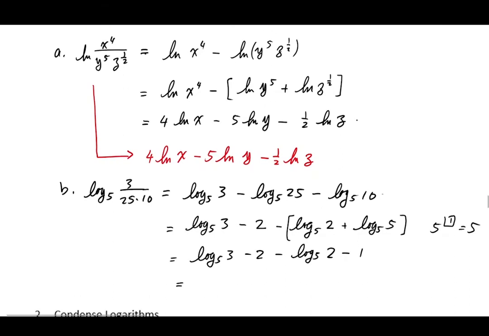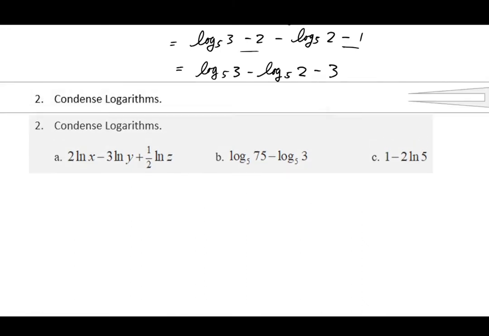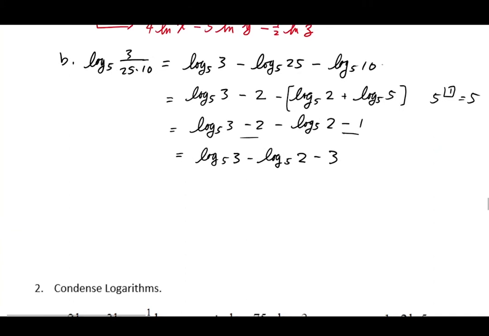So what we have is log base 5 of 3 minus log base 5 of 2, and then minus 3 between this term and that term. Okay, and then you're thinking there's got to be a better way than this, right? Of course there is. It depends on how you view this problem. So let me push this next exercise down, and then I'll show you how to do this more efficiently.